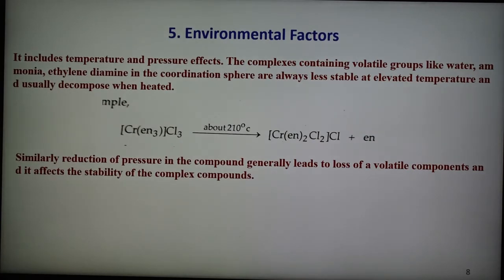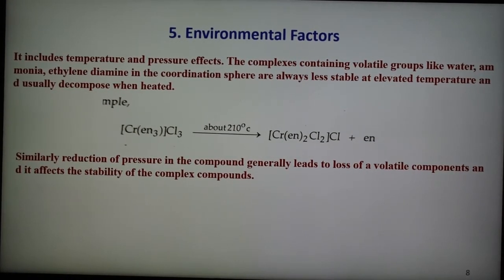And the number 5 factor is the environmental factor, which includes temperature and pressure. The complexes containing volatile groups like water, ammonia, ethylene diamine in the coordination sphere are always less stable at elevated temperature and generally decompose when heated. And one reaction is shown here.